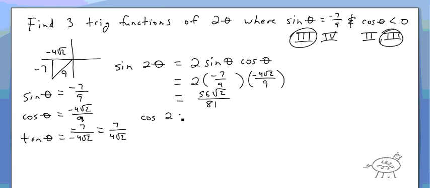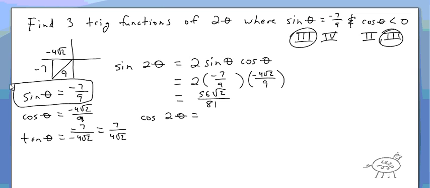Next one is cosine of 2 theta. Now we have 3 formulas to use. We have cosine squared of theta minus sine squared of theta, we have 1 minus 2 sine squared of theta, and 2 cosine squared of theta minus 1. So you have one of those 3. My recommendation is, you know this one already. This is given. So why not use something that's given? You'll get it right no matter what you do if you have all the right numbers.